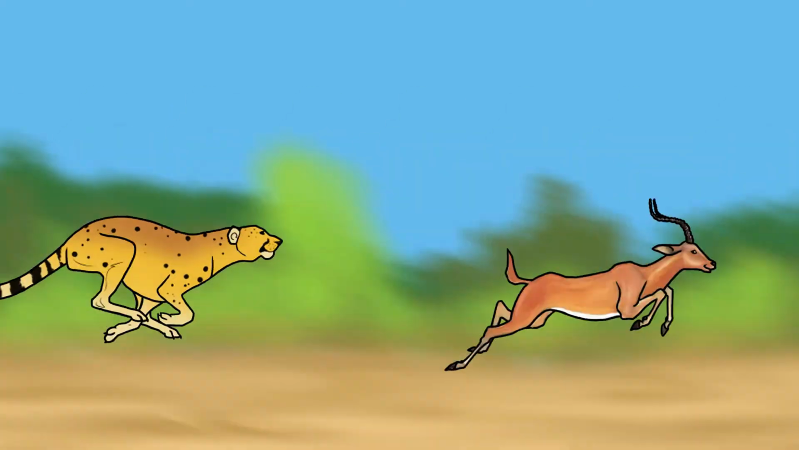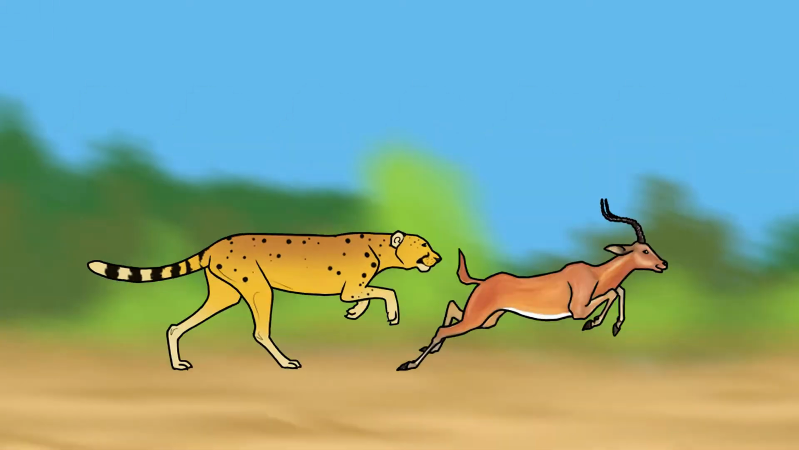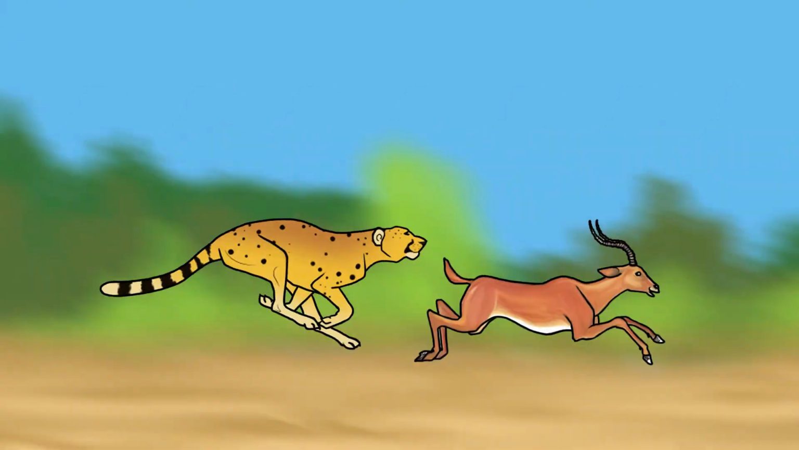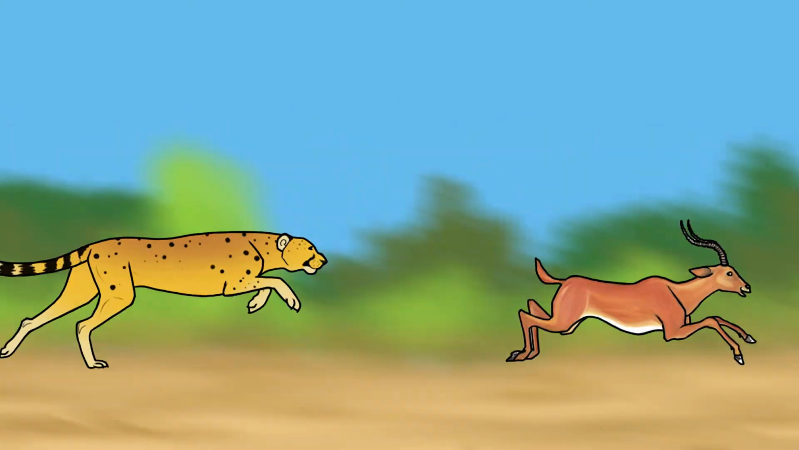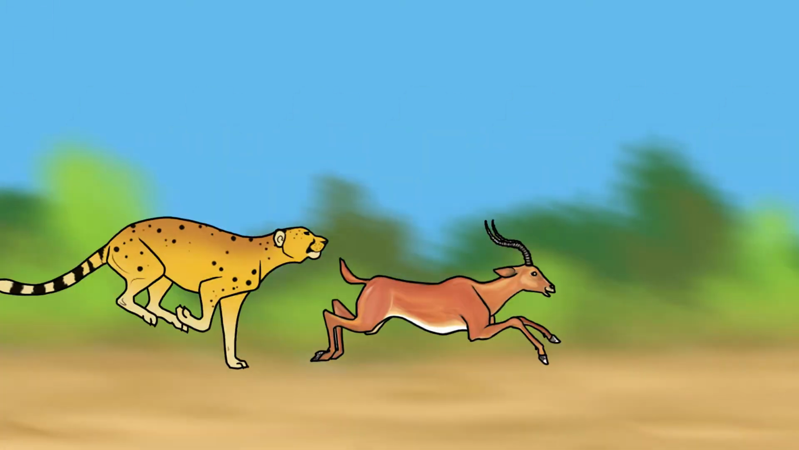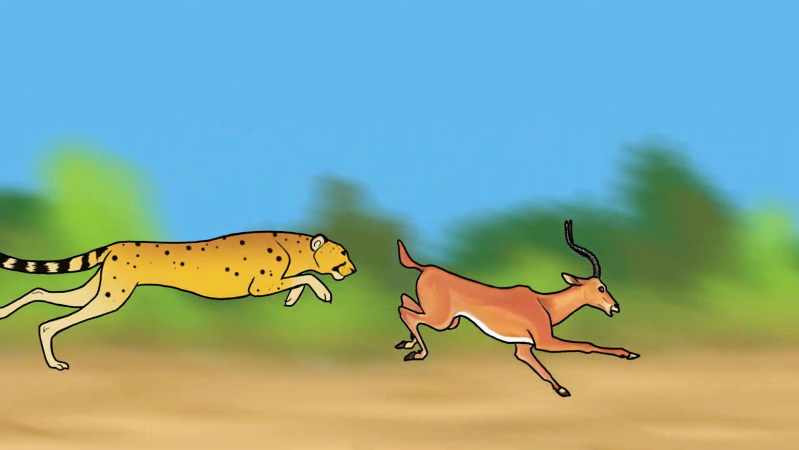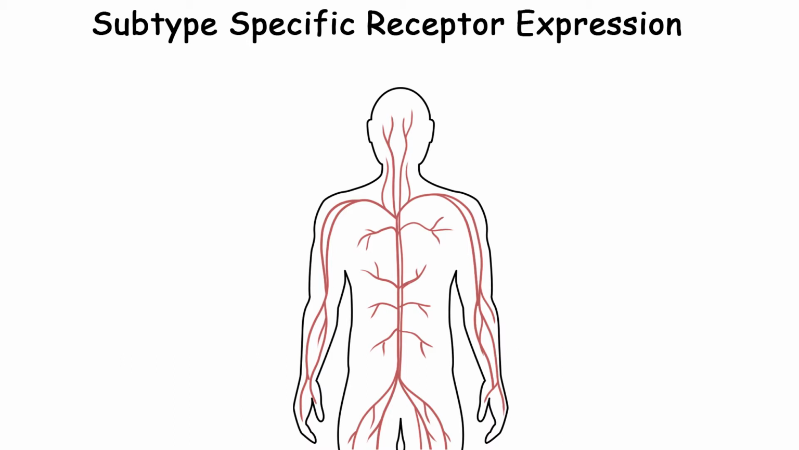Blood flow is directed from visceral organs to where it is needed most, the skeletal muscles. In other words, the blood vessels in the viscera, skin, and brain constrict, while the blood vessels in the skeletal muscles dilate. So what causes these different effects at distinct blood vessels? The answer is that different blood vessels express different subtypes of adrenergic receptors.